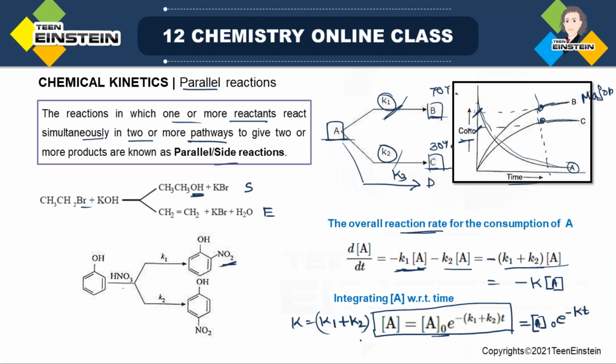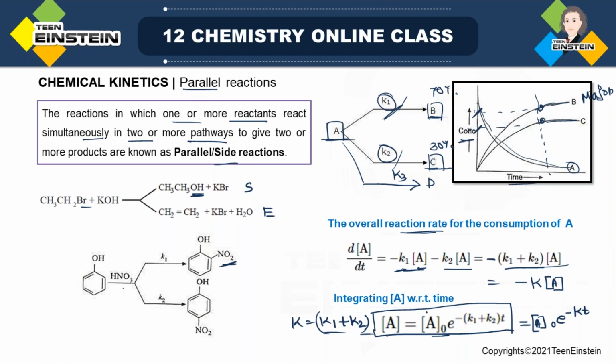So for a parallel reaction, if you just add the individual rate constants, you will get the overall rate constant. So what expression have we obtained? A equals A naught e to the power minus Kt, where K is K1 plus K2. You can understand this expression is just like the first order expression. Only difference, now we have two rate constants. So this is the concentration of starting material at time t.